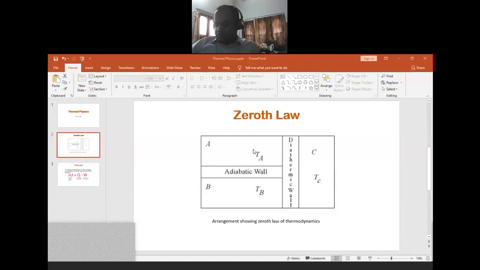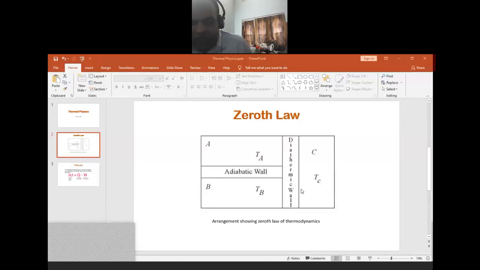Thus, I repeat, the systems A and B are individually in equilibrium with the system C. The same is the case with B and C, the diathermic wall. Heat flows from B to C and they get the same temperature. That is the definition of thermal equilibrium we have just learned at the beginning of this class. Next, you write the next paragraph.